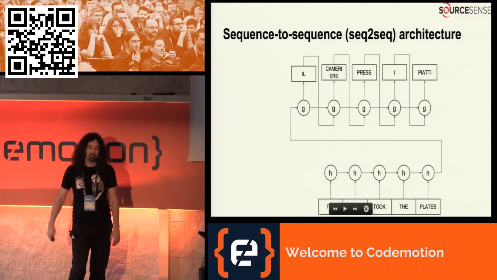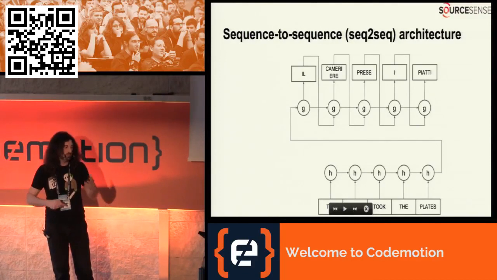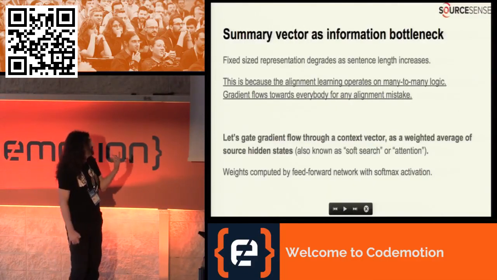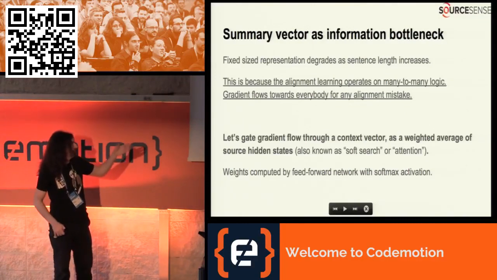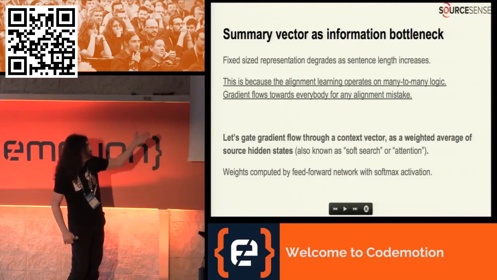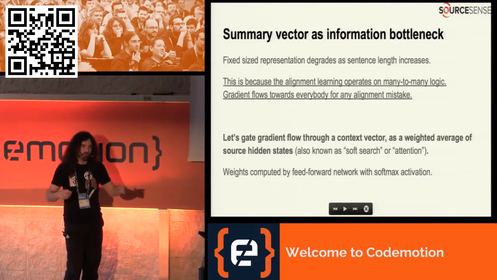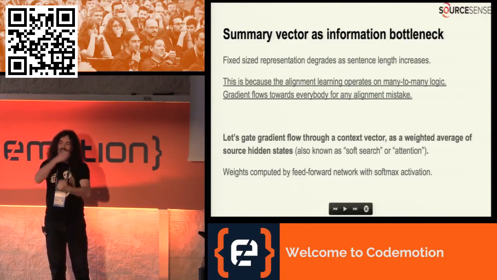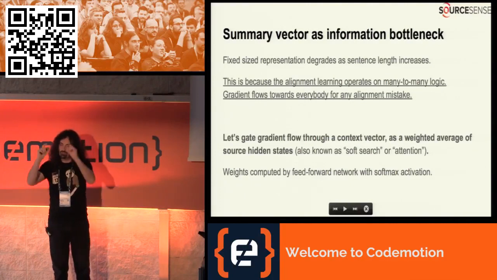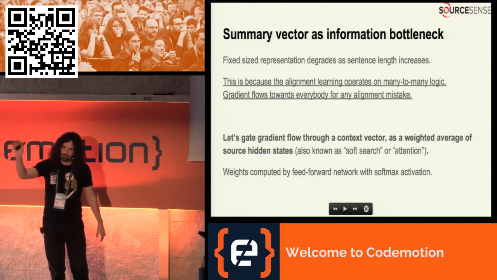And this model was invented in 2014. So all of this is really, really near in time. The problem with the summary vector is that it constitutes an information bottleneck. The fixed-size representation degrades as sentence length increases. This is because the alignment learning operates on many-to-many logic. When we learn, we get the difference between the output of our network and the expected output. We compute a loss, and we propagate that backward. The difference is called the gradient that flows backward.